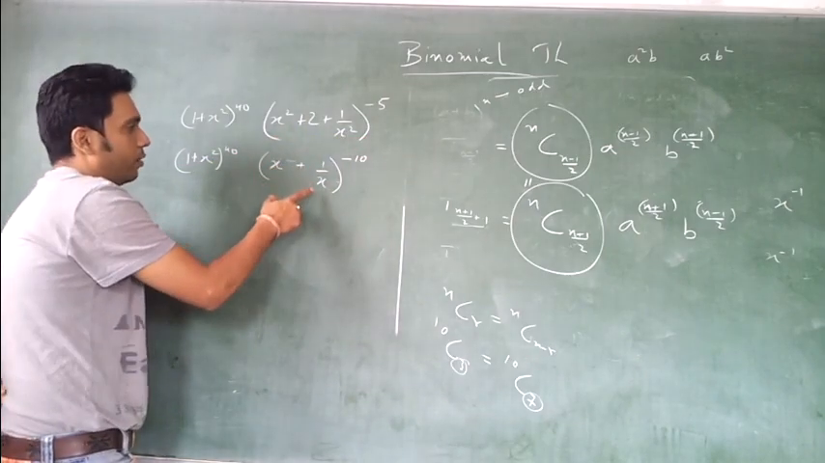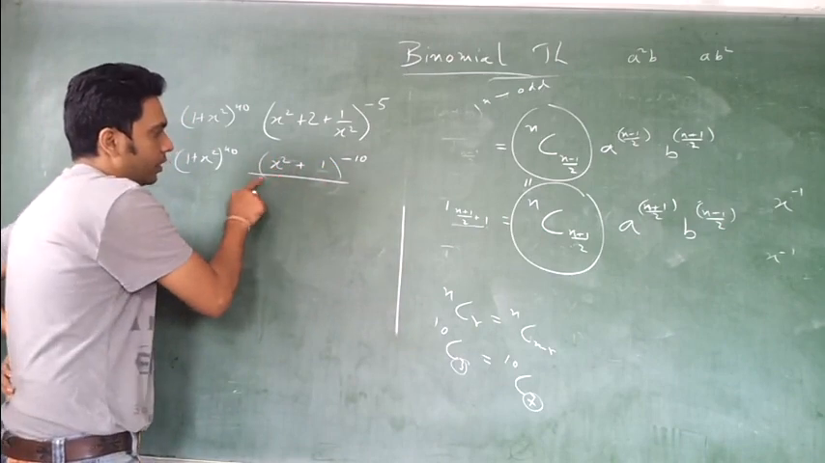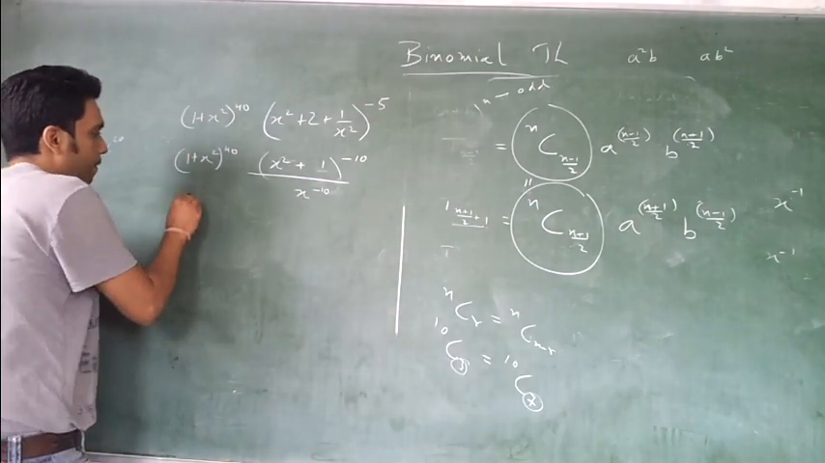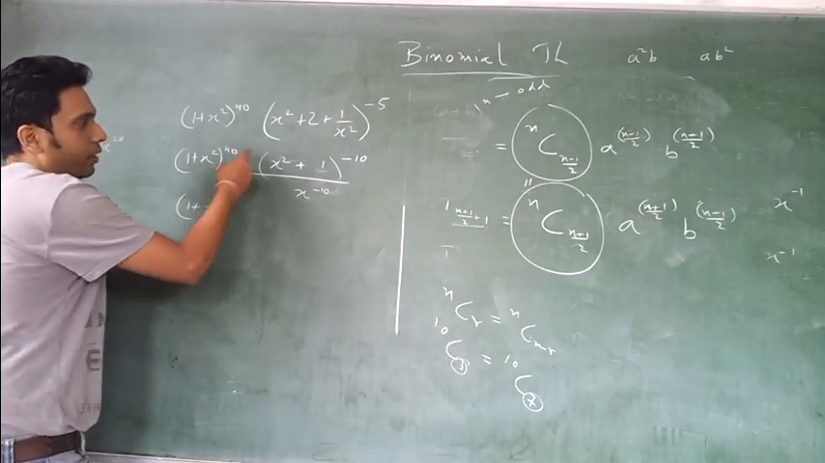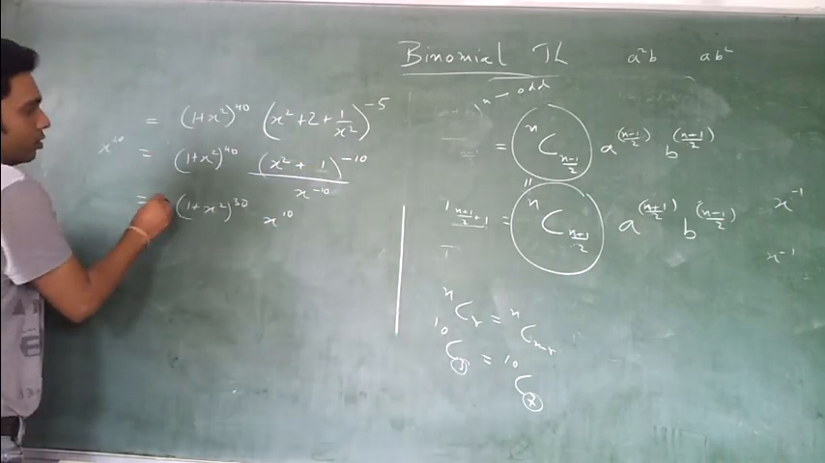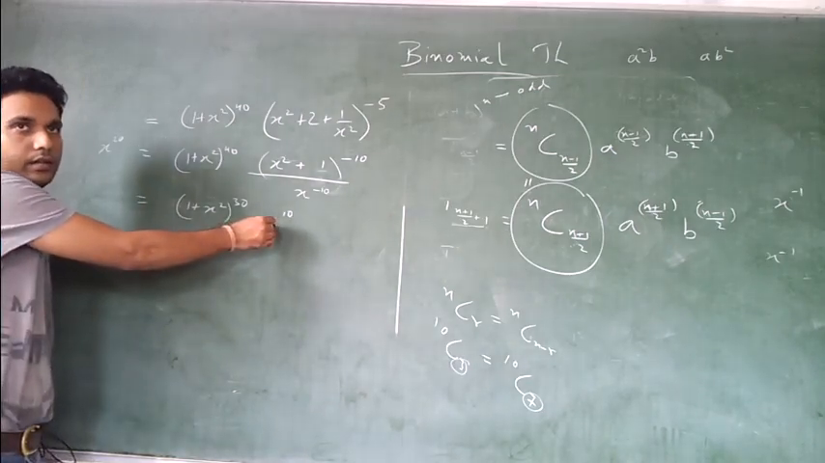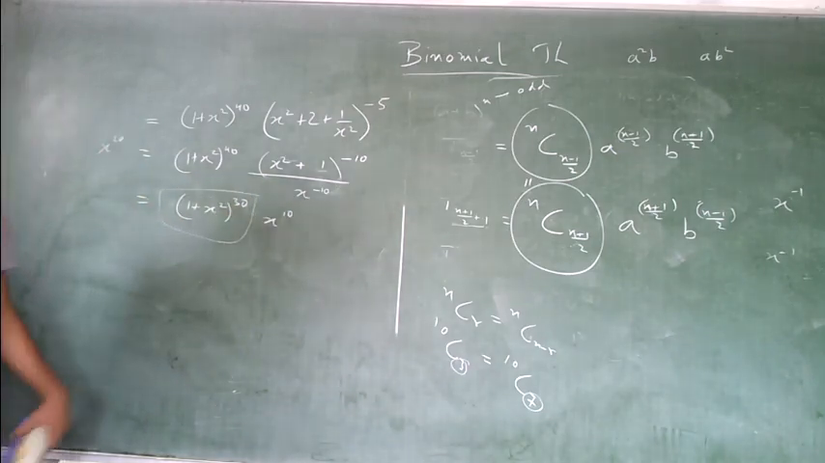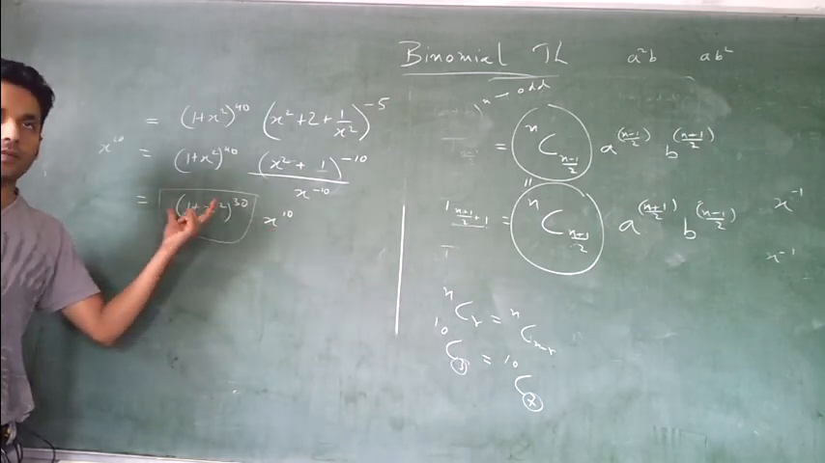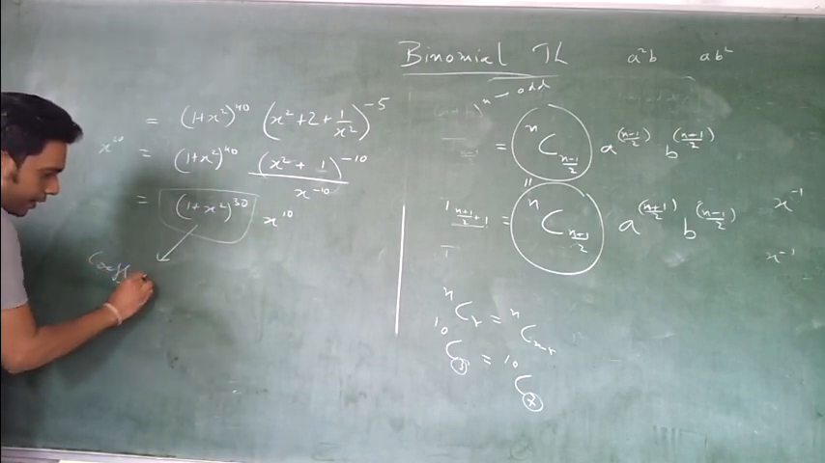So this is (x square plus 1) divided by x, power minus 10. With power 40 and power minus 10, it is power 30 into x power 10. Any doubt? What is asked? Coefficient of x power 20. x power 10 is already there. That means the coefficient of x power 10 in this expansion will be the coefficient of x power 20 in the whole expansion, since x power 10 into x power 10 gives x power 20. So I have to find the coefficient of x power 10 in this expansion.